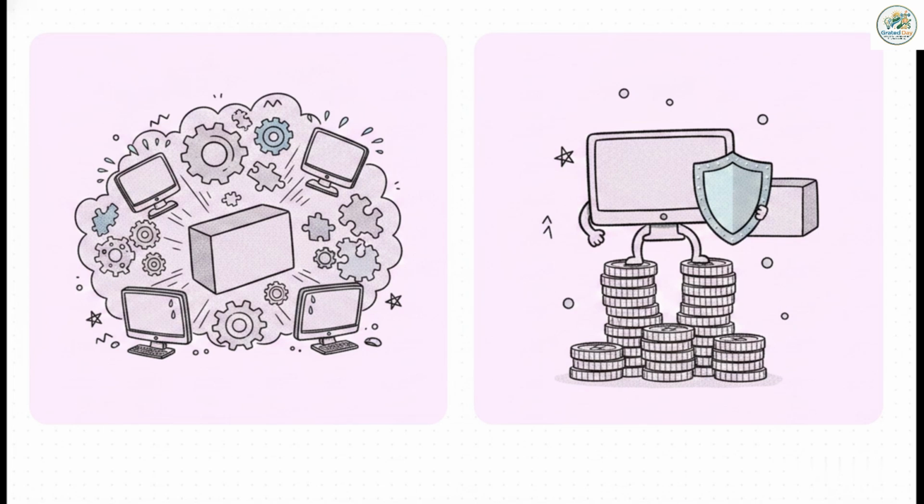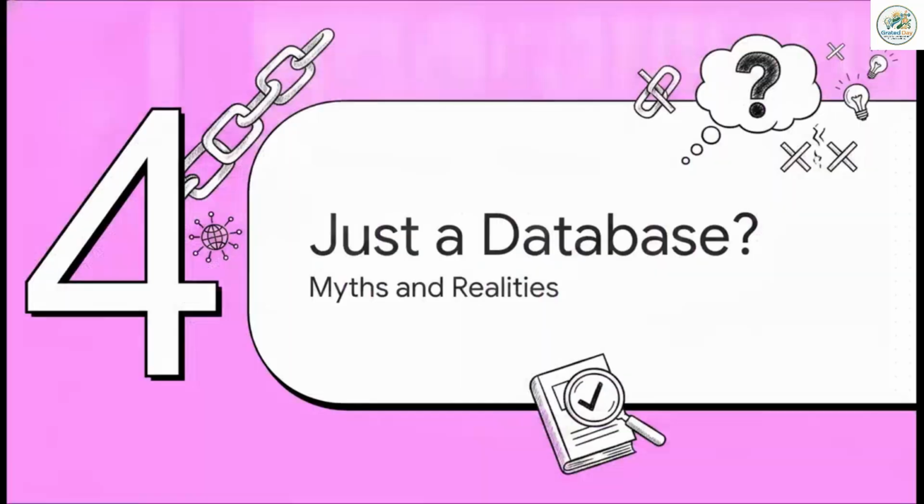And here's a really surprising fun fact for you. Proof of stake actually uses roughly 99% less energy than proof of work. That is a massive, massive leap for network efficiency. All right, part 4, let's tackle a big question. Is it just a database? Time to bust a few myths.